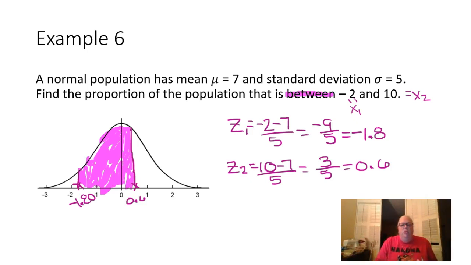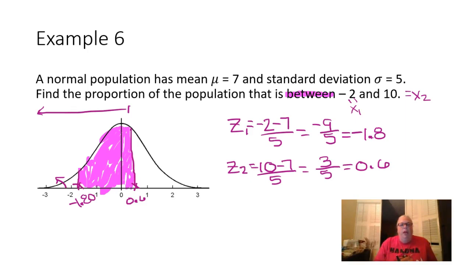I'm going to find the z-score for 0.6, which is going to give me the area from here all the way back. And I'm also going to find the z-score for -1.8, which is going to give me the area for this little white part right here. And if I subtract those two, it should leave me with just the purple area right here.